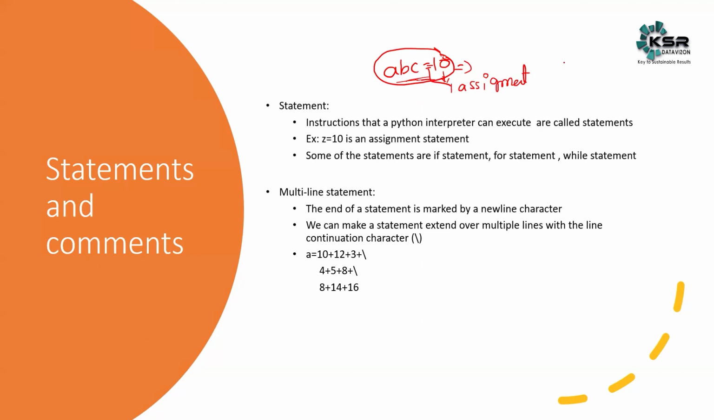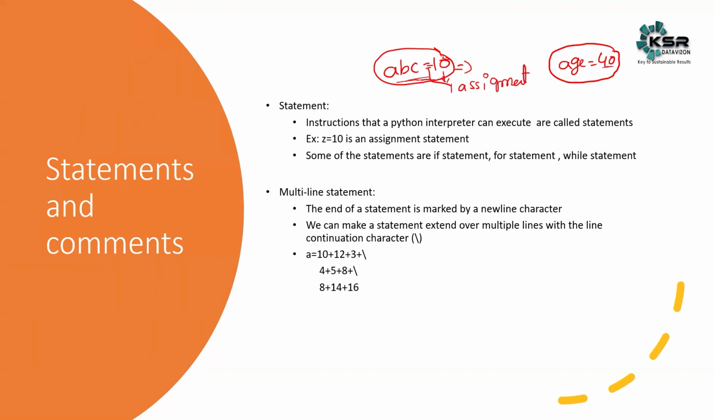Suppose I ask you to write age is equal to 40. How do you understand this? How do you interpret it? So 40 is assigned to an identifier or a variable called age.